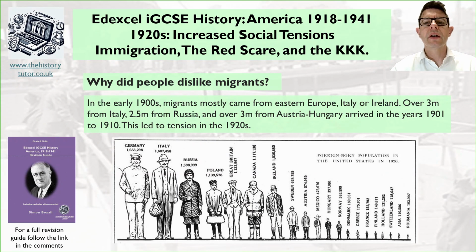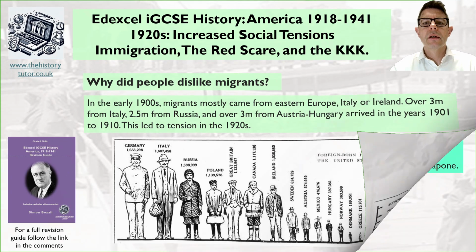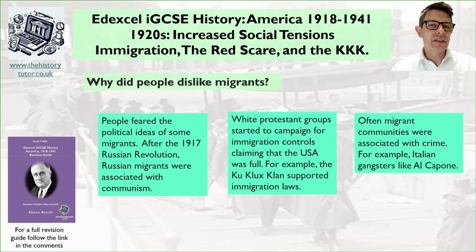So in the early 1900s, migrants mostly came from Eastern Europe, Italy or Ireland. Over 3 million from Italy, 2.5 million from Russia, over 3 million from the Austro-Hungarian lands, and they arrived in the years 1901 to 1910. This led to tension. So what were some of the tensions that were arising?